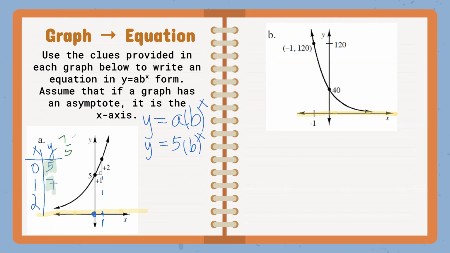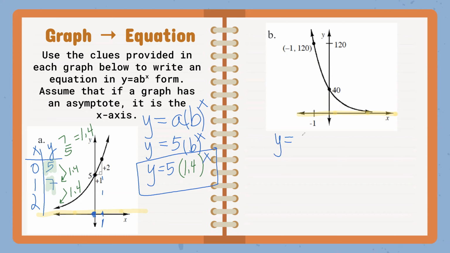7 divided by 5 is 1.4. So that means every time you are multiplying by 1.4. So that goes in this b area. And that is it. That's your equation right there from this graph. Okay, so think about it, soak it all in, pause the video if you need, and try this next example then.